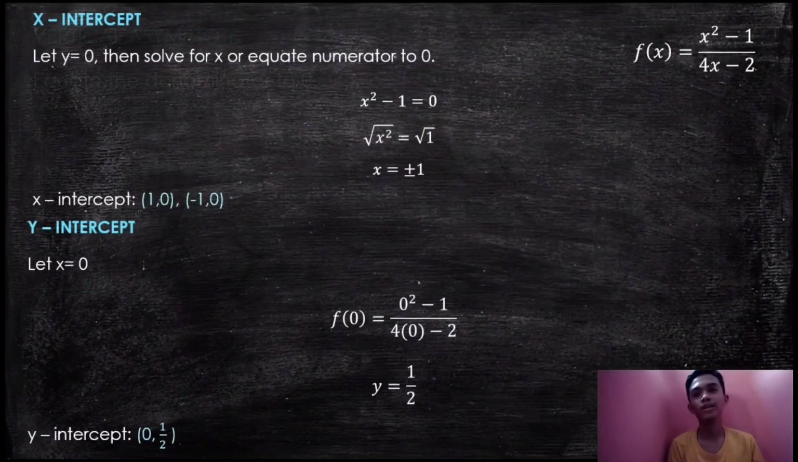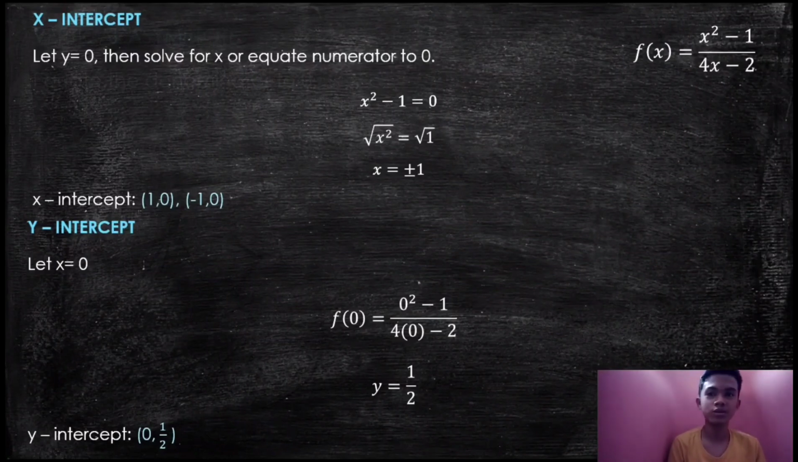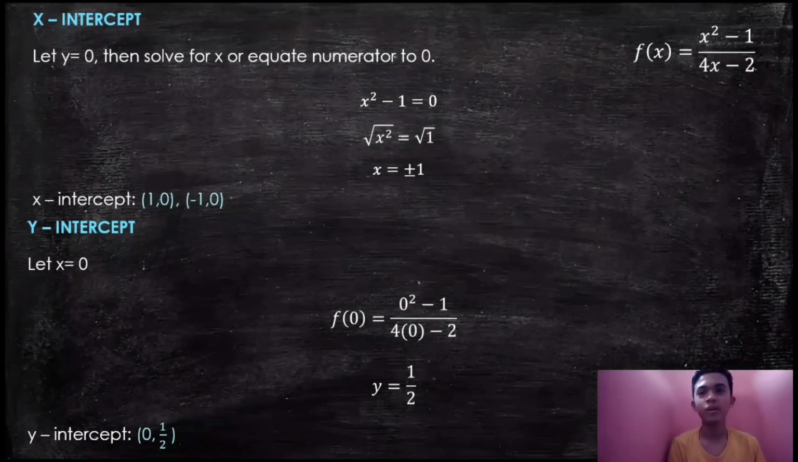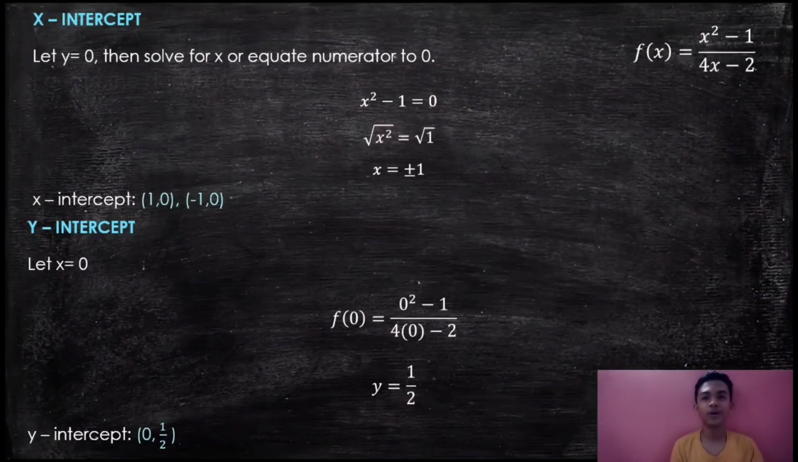To find the x-intercept, we let y equal 0, then solve for x. Our numerator is x squared minus 1, so we equate it to 0: x squared minus 1 equals 0. Transposing negative 1 to the other side, x squared equals positive 1. Taking the square root of both sides, our x-intercepts are positive 1 and negative 1. To find the y-intercept, we let x equal 0, substitute it in our equation, and we get y equals 1/2. So our y-intercept is (0, 1/2).